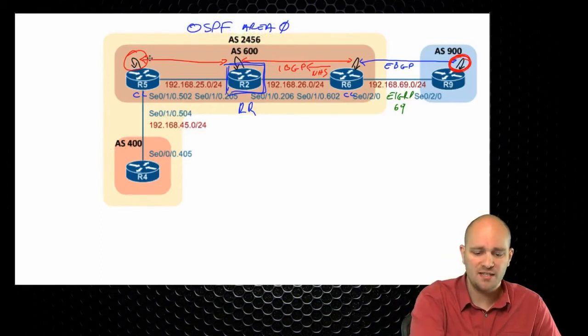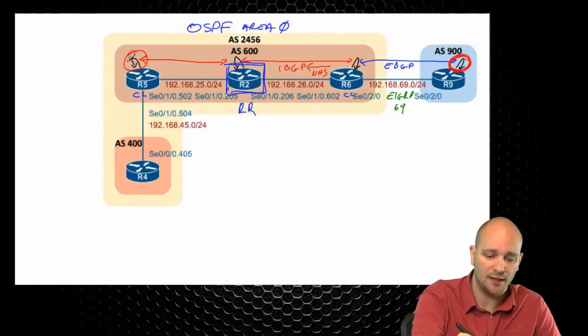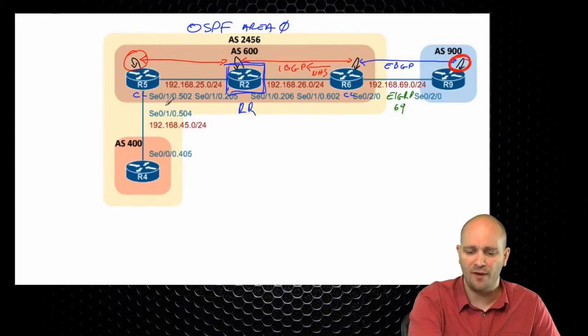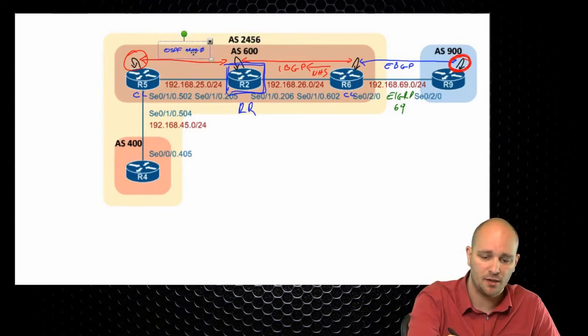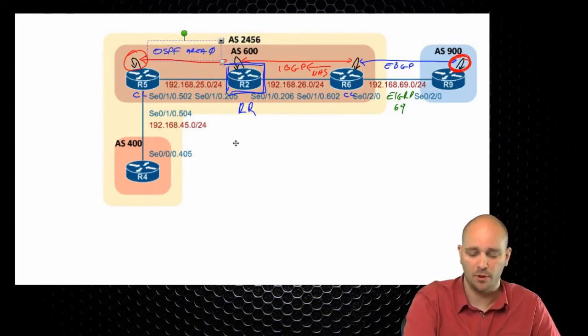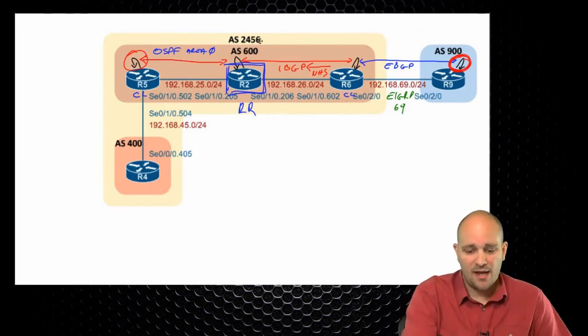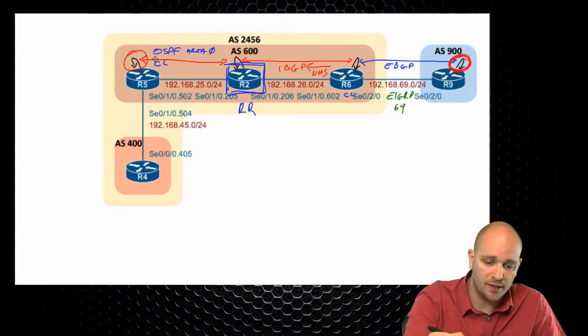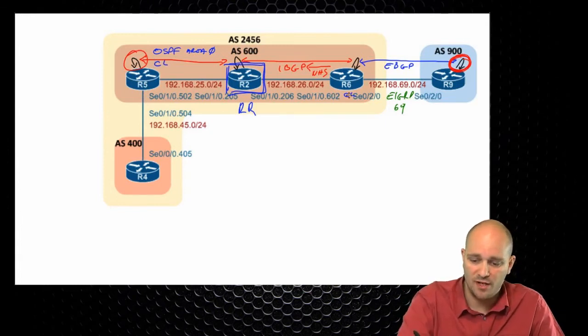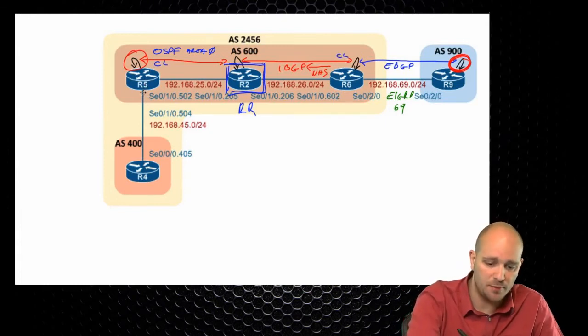Now AS400 and AS600 are going to be together in AS2456. Now OSPF is only going to be running on R5, R2, and R6. So OSPF is only running in AS600. So let me just make sure that that is somehow visible here. In AS2456, between R5 and R4, I'm not going to be running any OSPF. So it is going to be just the peering between direct sessions here.